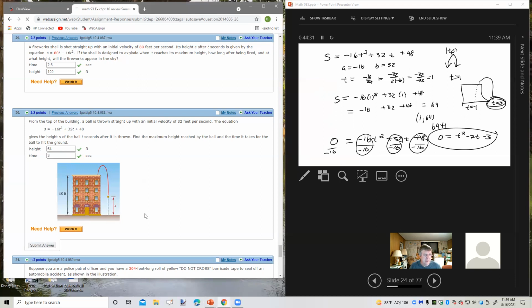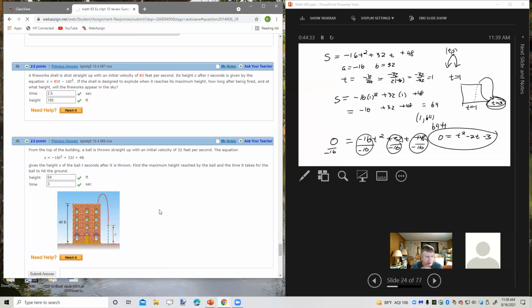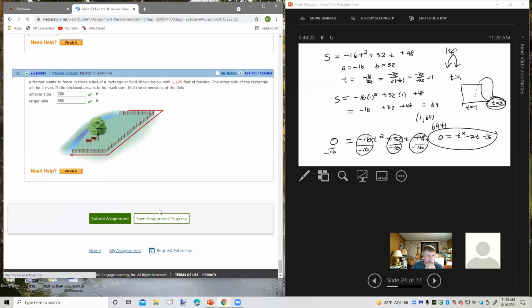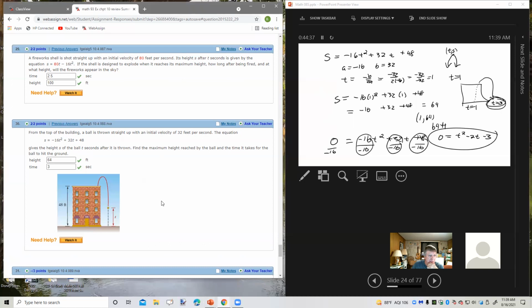Okay. Now, the thing about this, again, that you've got to keep in mind is that these two problems are different. They're asking you for different things. In this one, both of them, they want the maximum height, but here it wants the time it reaches the maximum height. Here it wants the time it hits the ground. So read the problem. Don't just look at it and go, oh yeah, it's one of those.